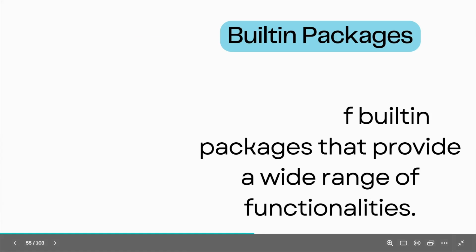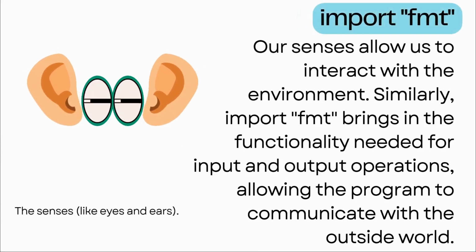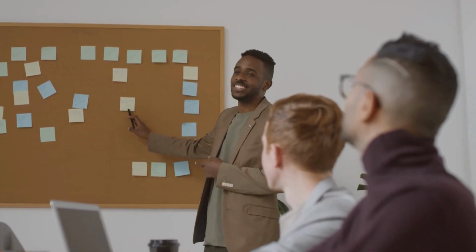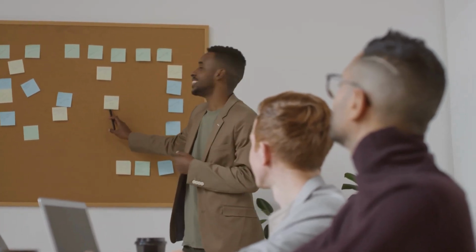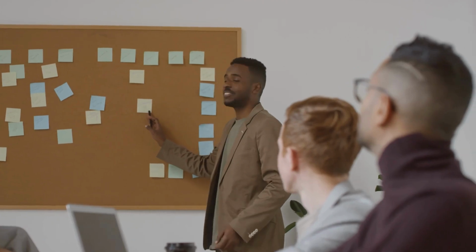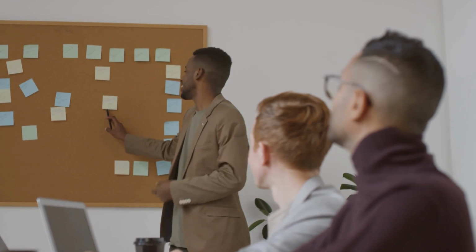Okay. And what's the second statement? import fmt. We have senses, right? We have eyes, we have ears. If we want to speak, we'll be using our mouth. If we want to smell, we'll be using our nose. If we want to hear words, we'll be using our ears, and if we want to see anything, we'll be using eyes.